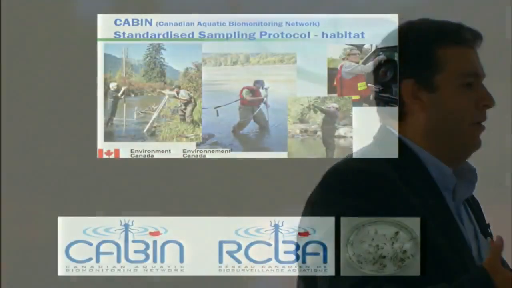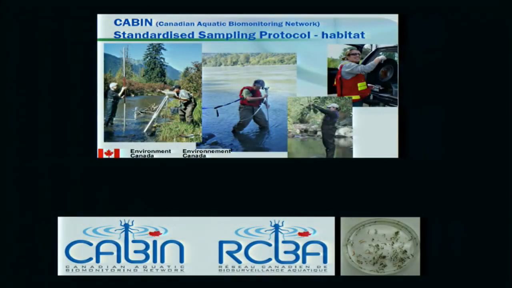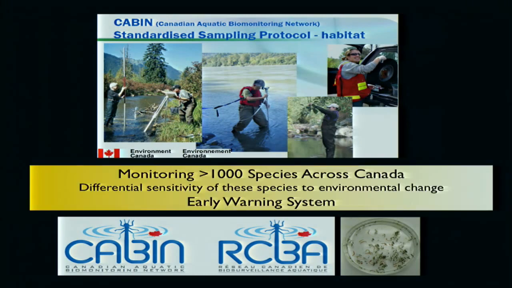And then agencies like Environment Canada, US EPA, and I know there are similar agencies here in Europe, look at this as their job to basically understand the consequences of environmental change on the habitats. Here is the Canadian Aquatic Biomonitoring Network that they use. Essentially, they track about 1,000 species of benthic organisms to understand the changes in the environment.